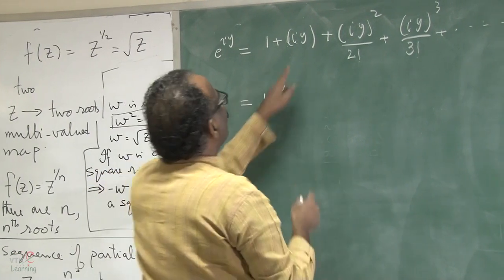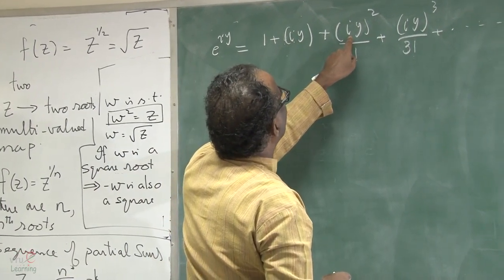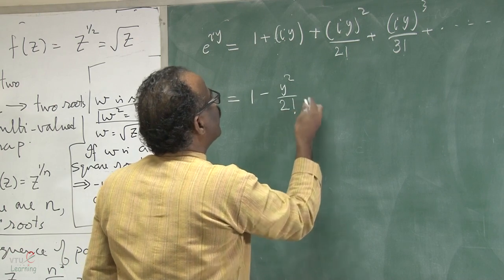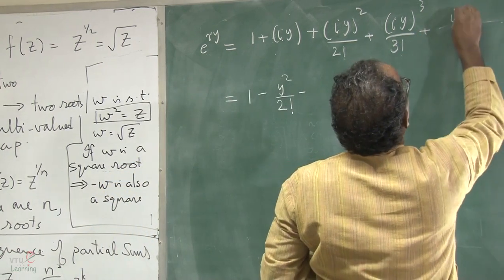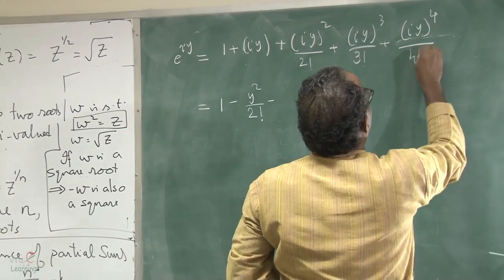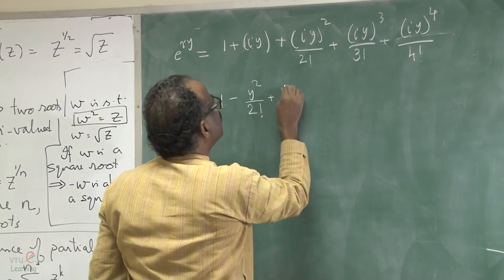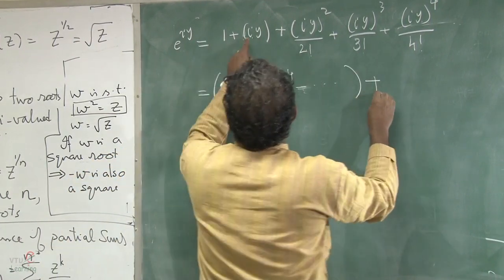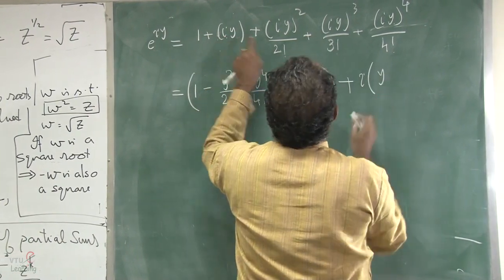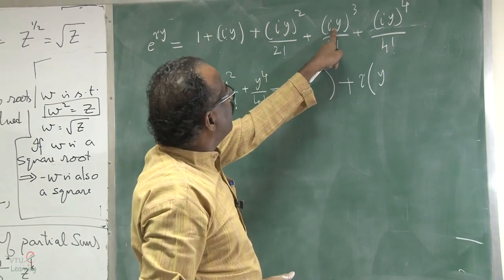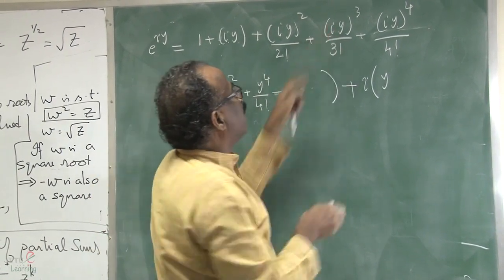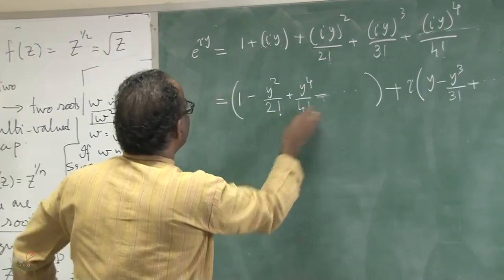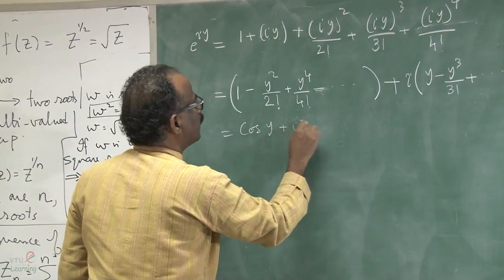So this is 1. Now look at here. This is an imaginary number. Here you have i square, which is minus 1, and that will give you minus y square by 2 factorial. Here you have (iy) whole power 4 by 4 factorial, so i power 4 is plus 1, so you will have plus y power 4 by 4 factorial, minus, plus, etc. And then you have an i common, you will have y here, and i cube will come, i square will give you minus 1 and then one i will be there, that will give you i cube y cube by 3 factorial, plus etc. And this is nothing but your cos y plus i sin y.